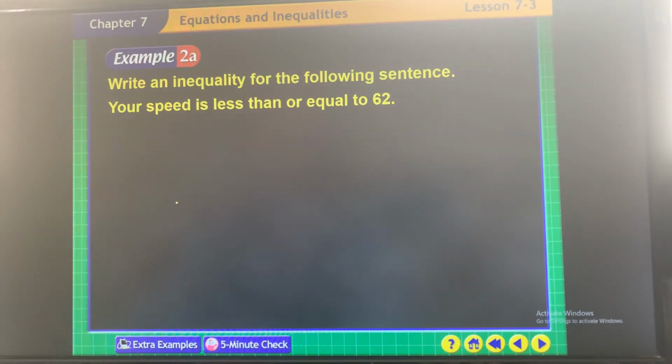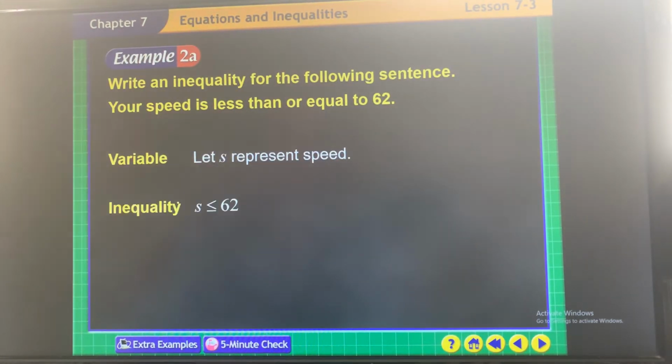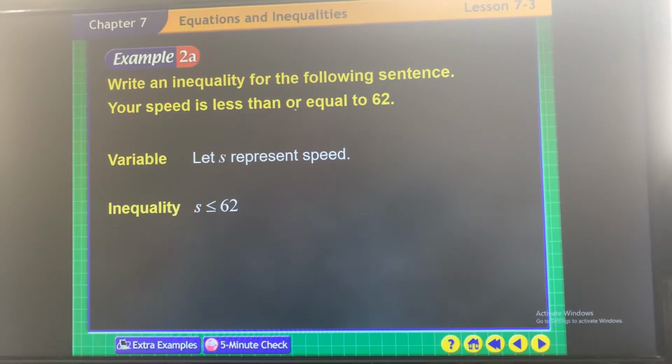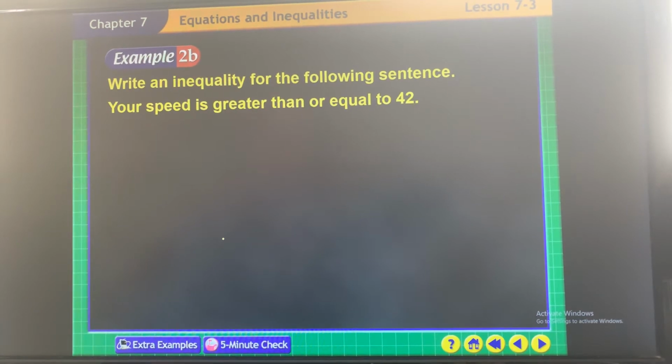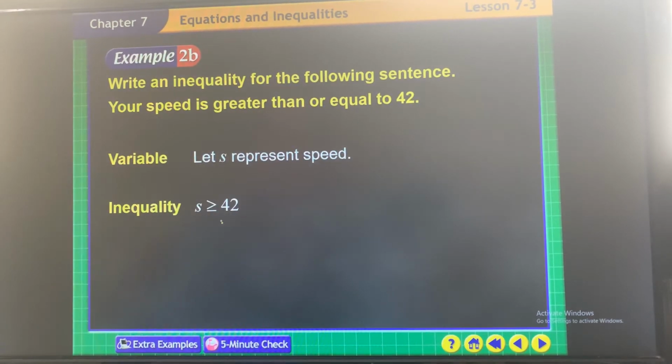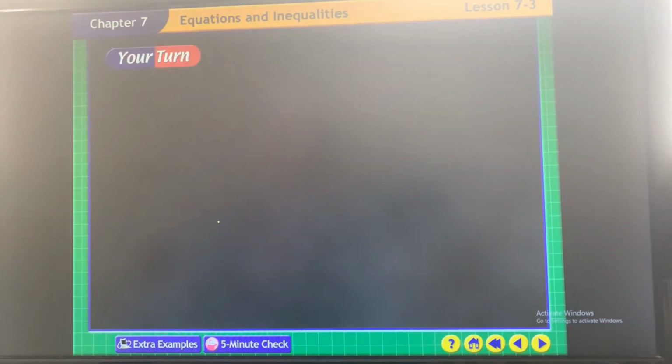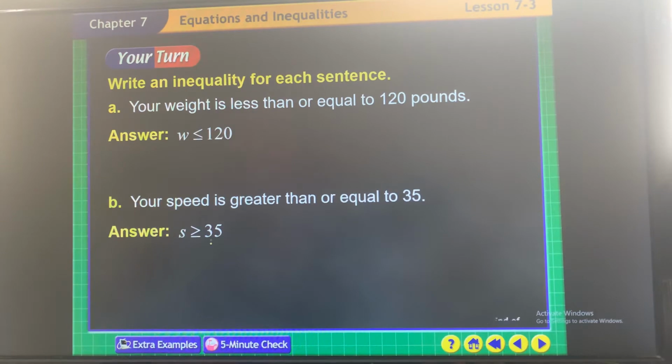Your speed is less than or equal to, which gets the symbol when you put a little line underneath it. So it can be 62 or smaller. Your speed is greater than or equal to, so it can be your speed is greater than 42 or it's equal to 42. And then those two.